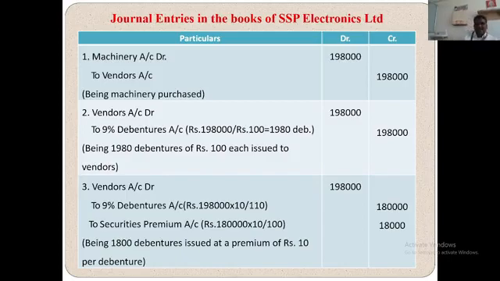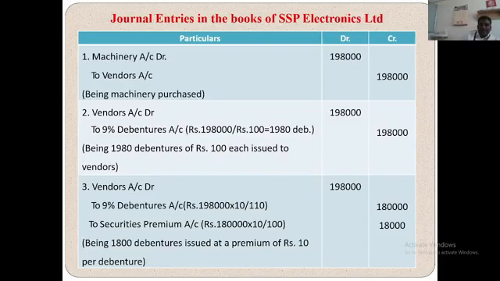Next, this vendor amount is transferred to debenture account. Vendor account debited to 9% debenture account. So they are issued, converting machinery to debenture. 1,98,000 divided by 100 is equal to 1,980 debentures. 1,980 debentures at the rate of rupees 100 each. So 1,980 into 100, 1,98,000 debited to vendor account, 1,98,000 credited to 9% debenture account.